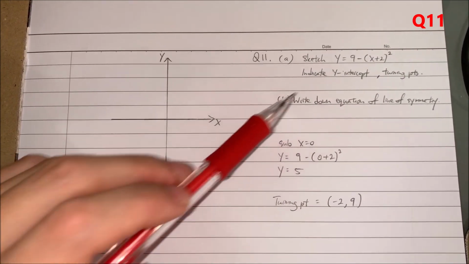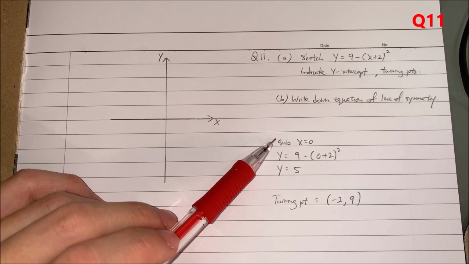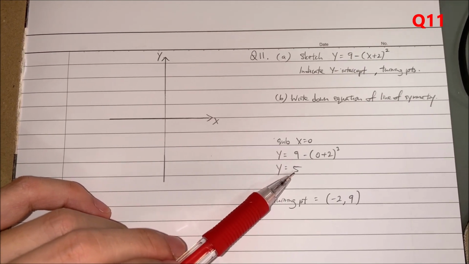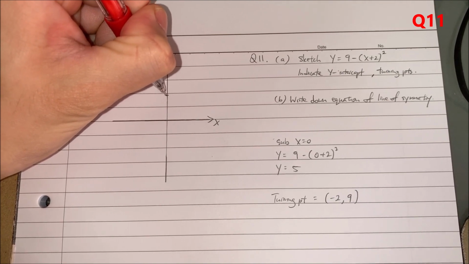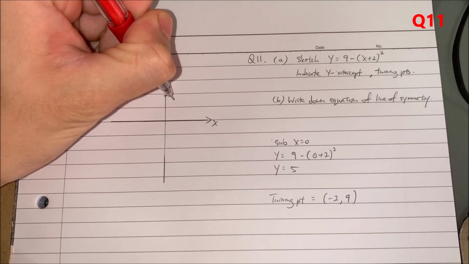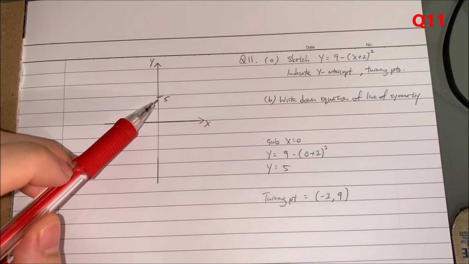To find the y-intercept, we need to sub x equals 0. After I sub, my y is 5. So I know that I'm going to cut at 5. Okay, so I'll label it down first.